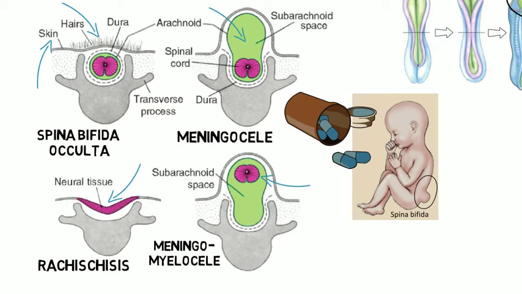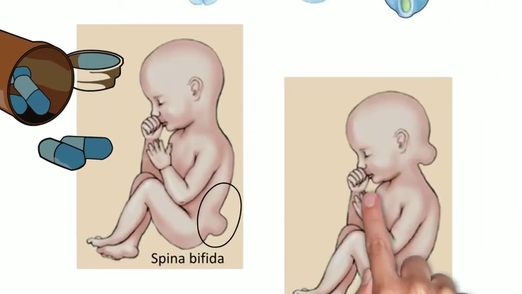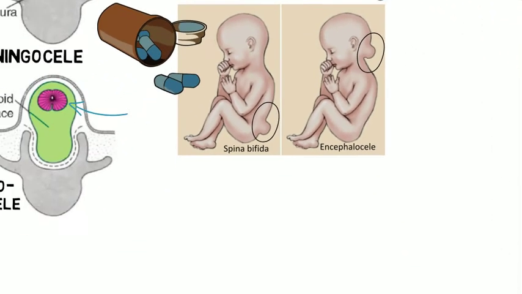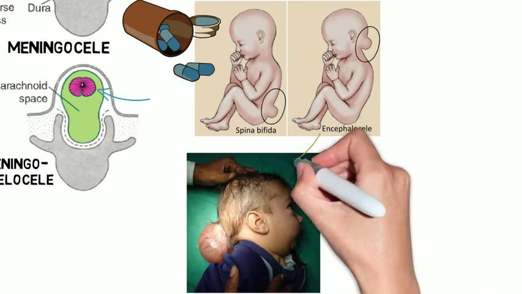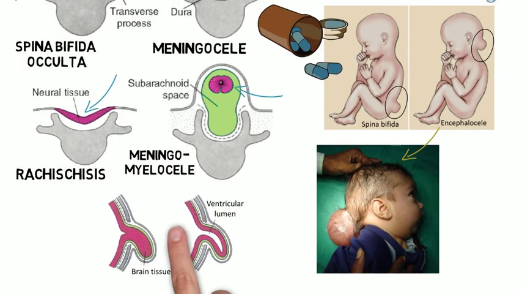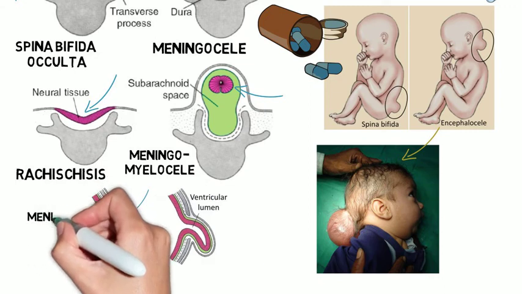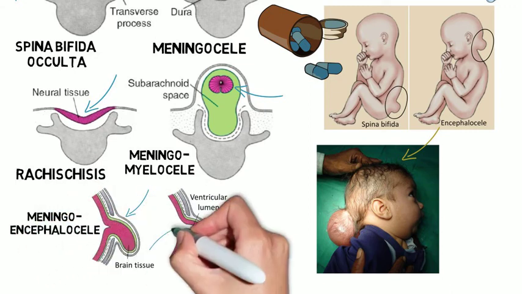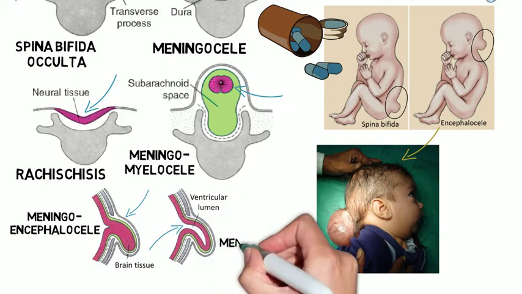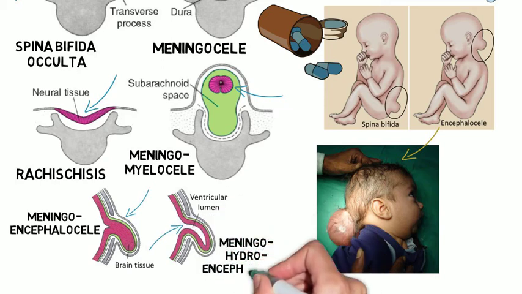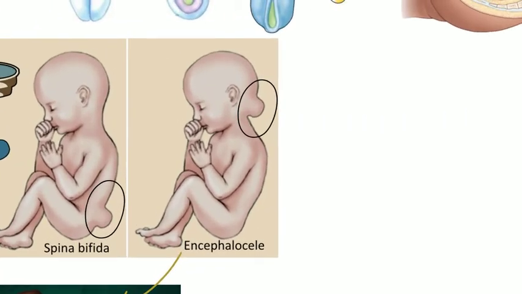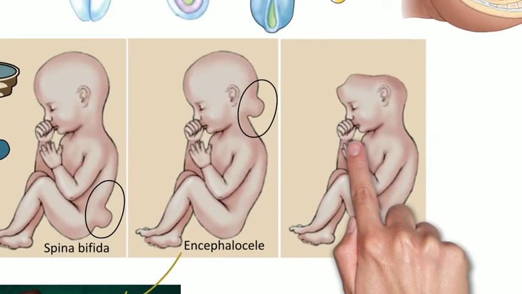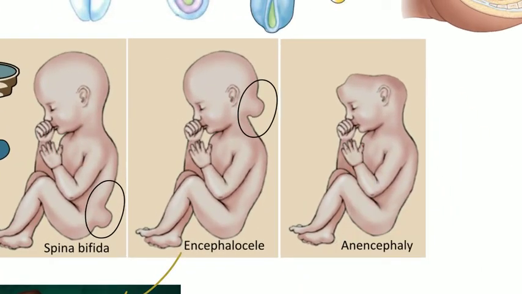When the herniation of the meninges involves the region of the brain rather than the spinal cord, it is referred to as encephalocele. If neural tissue is also contained in the protruding sac, it is termed meningoencephalocele, and if the protrusion includes the ventricles, it is called meningohydroencephalocele.